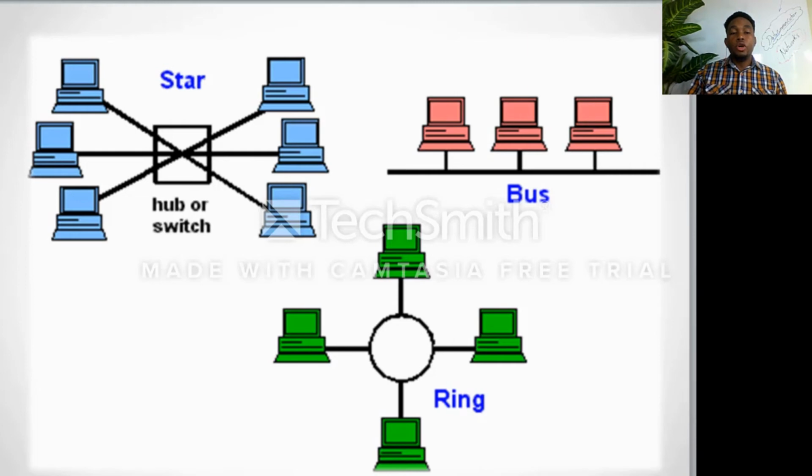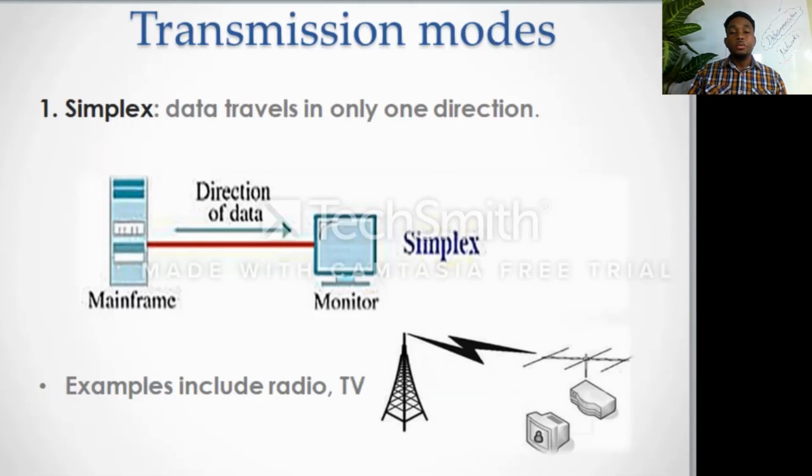So we want to look more at transmission modes, right? So transmission modes could be one, simplex. Transmission mode is looking at how we are going to get data to flow, or how data travels. So the first one is simplex. Data travels in only one direction. As you see here in the diagram, data is going in one direction.